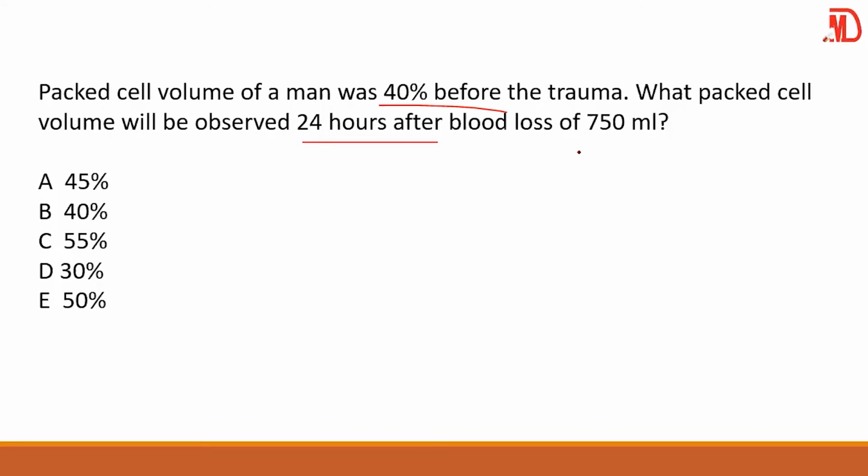And over here, we can be looking at 30%. Because we're looking at blood loss, the packed cell volume would be less than 40%. So here, our best bet would definitely be 30. Our best bet will be 30. All right.